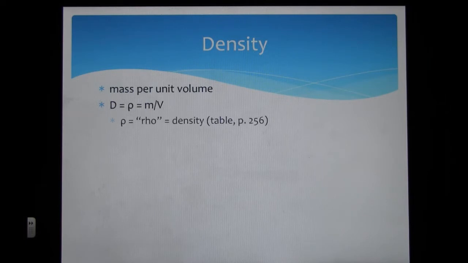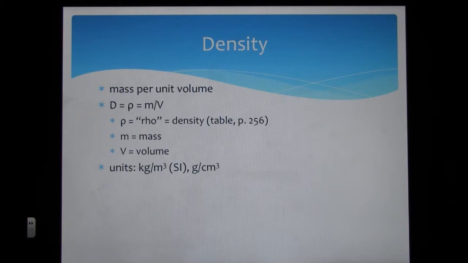Common density values can be found on page 256 of your textbook. If the material is unknown, then the table cannot be used. Instead, you can calculate the density using the equation m over v, where m is mass and v is the volume of the fluid. So what are the units for density?